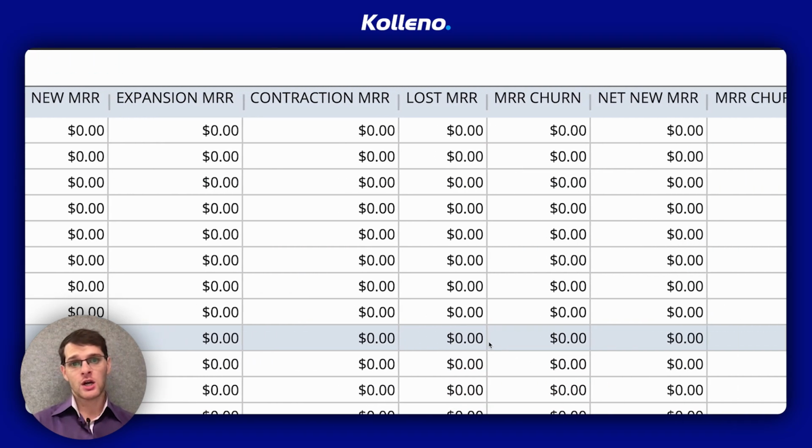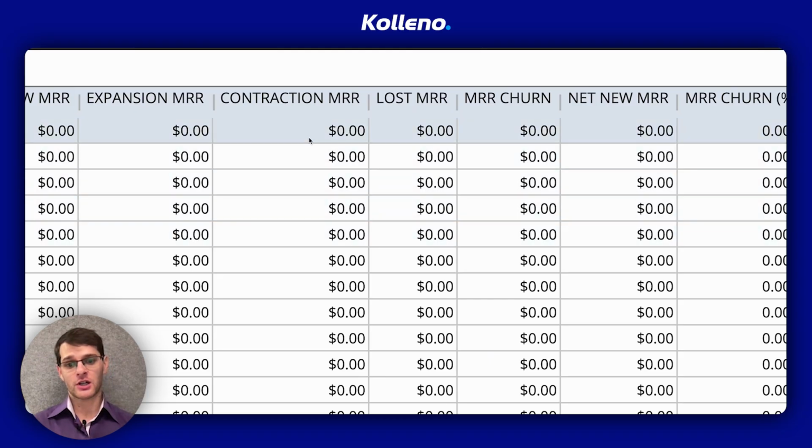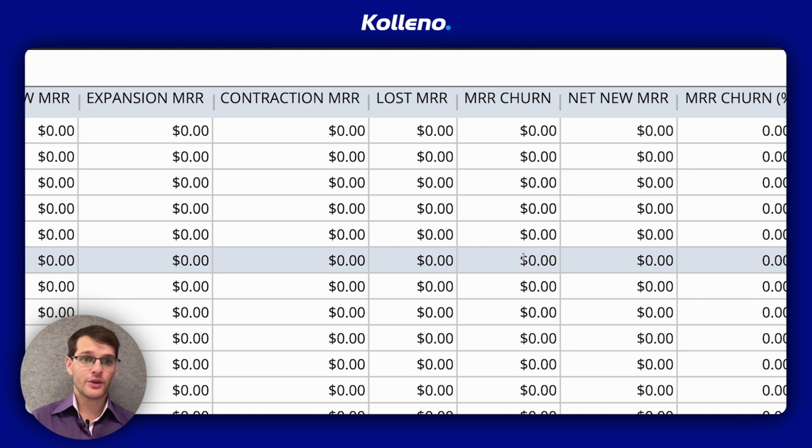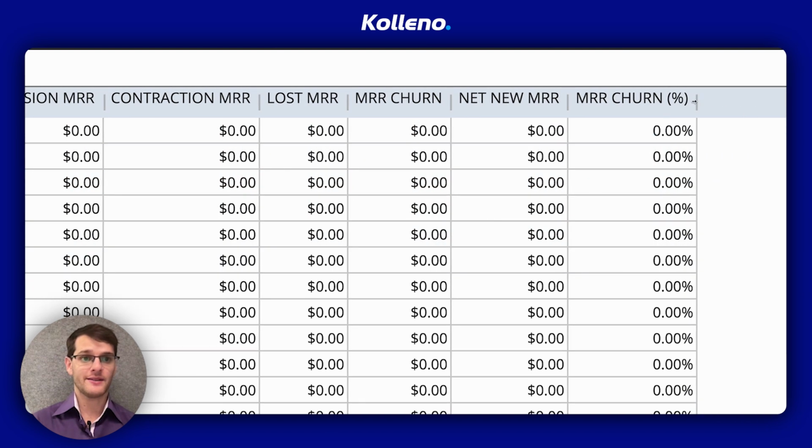The other columns are the contraction MRR, which is the revenue that decreases from downgrades. The lost MRR shows the total MRR lost due to canceled subscriptions. And then you see the monthly recurring revenue churn rate here at the end.